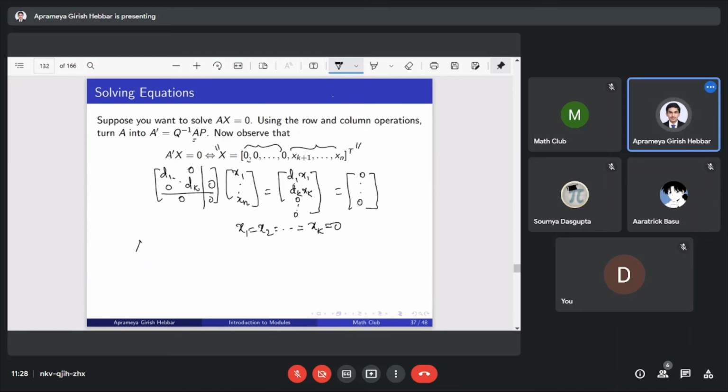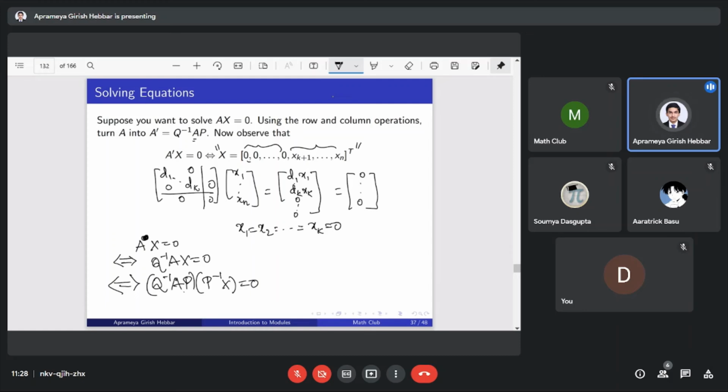How do you do that? So you have A prime x equal to 0. Okay, let's start with Ax equal to 0. This is if and only if you can multiply by q inverse: q inverse Ax equal to 0. Good. So now what you do is you introduce a p here, p and p inverse. P times p inverse will be the identity matrix over R.